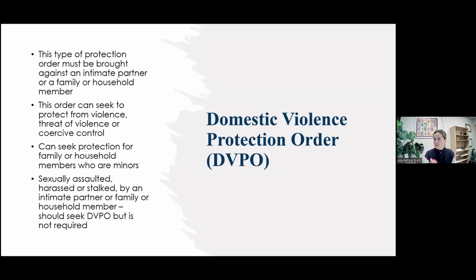First, starting out with the domestic violence protection order. This type of protection order can be brought against an intimate partner or a family or household member. Intimate partner typically means boyfriend, girlfriend, husband, wife, or someone you've been having intimate relations with. A family or household member could mean a lot of different things: mom, dad, sister, brother, stepmother, stepfather, mother-in-law, father-in-law. And if you're living with roommates, they could also be included in this.